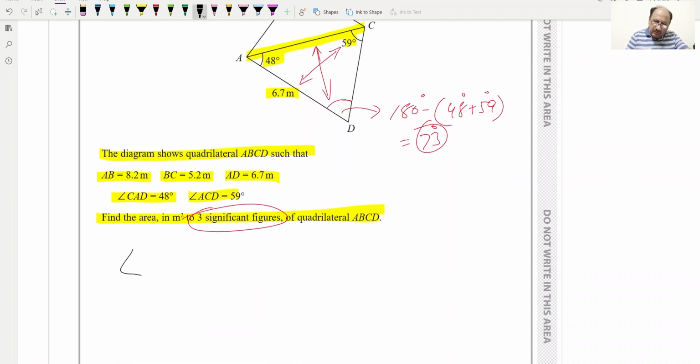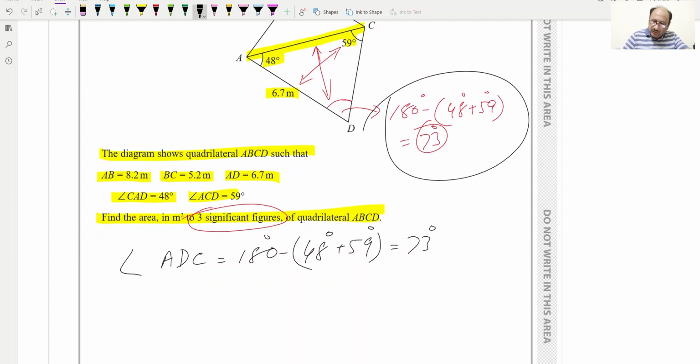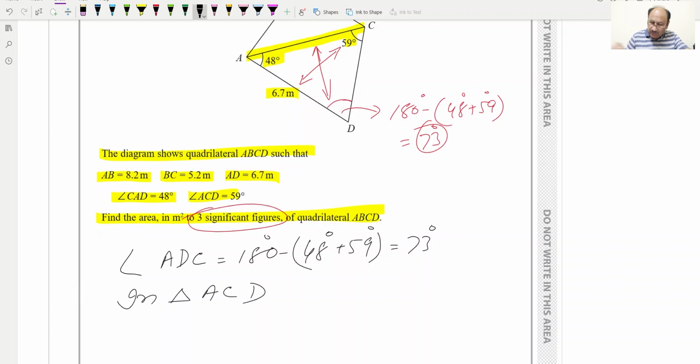So angle ADC will be equal to 180 minus (48 plus 59), and this is equal to 73 degrees. The same step which I have explained here, I have just copied, and now we can use the sine rule in triangle ACD.